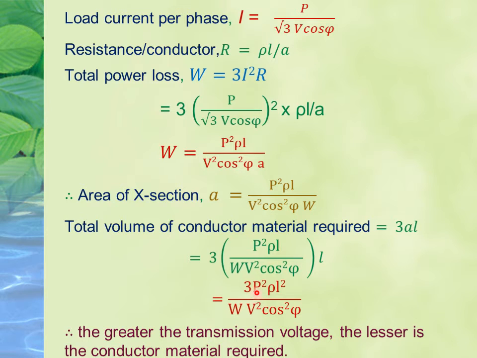If you substitute the value for power P, resistivity rho, length and power loss W, the remaining terms will be voltage square and the power factor square, cos phi square. So we can conclude the volume of the conductor material required will be inversely proportional to the square of the voltage and inversely proportional to the square of the power factor. From this we can conclude if the value of the transmission voltage increases, the conductor required will be lesser.